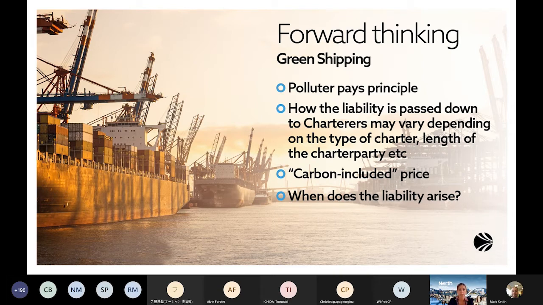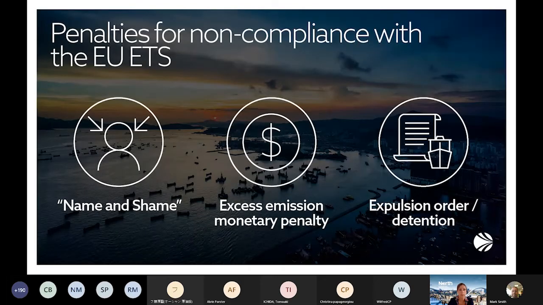Finally, I'm just going to quickly mention the penalties, which Alvin also briefly touched upon before. So in the event that the shipping company doesn't surrender sufficient allowances, the penalties provided for in the EU ETS proposal include name and shame. So the names of the shipping companies in breach of the EU ETS will be published, which will obviously lead to reputational damage. There is a penalty for payment of excess emissions.